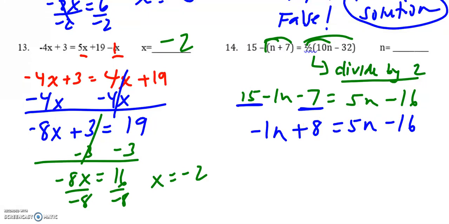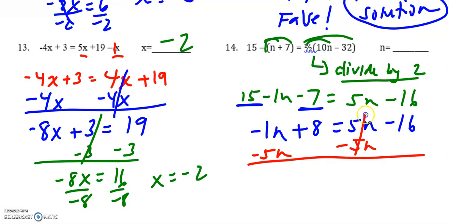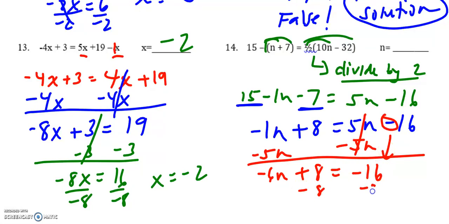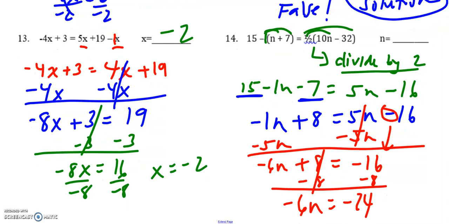Variables on both sides. So now what I like to do is move the variables to the left. Negative 1 and negative 5 is negative 6n. Plus 8 equals, remember, carry this down, negative 16. Subtract your 8 from both sides. Negative 6n equals negative 16 minus 8, which is negative 24. Sorry about the lack of room here. If I divide both sides by a negative 6, my final answer would be a positive 4.